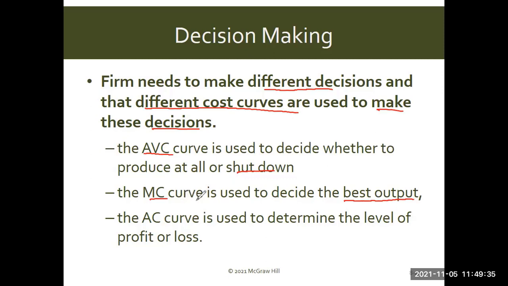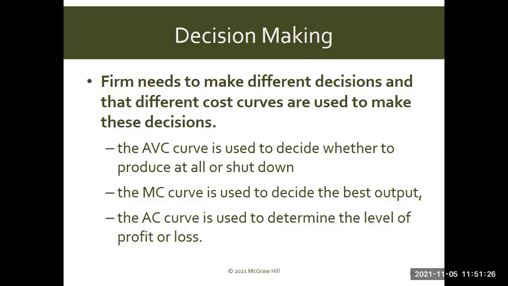So we use the marginal cost curve for that. And then we use the average cost, or the average total cost curve, to determine whether or not we're actually making a profit or loss. So these concepts here might blur a little bit, and the use of the different curves might blur a little bit as we go figure out how this all works. But this slide has super important and useful information to carry us through the rest of the options in this chapter. So let's take another look at this in a bit more detail.